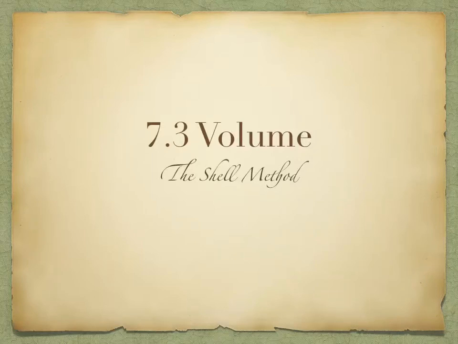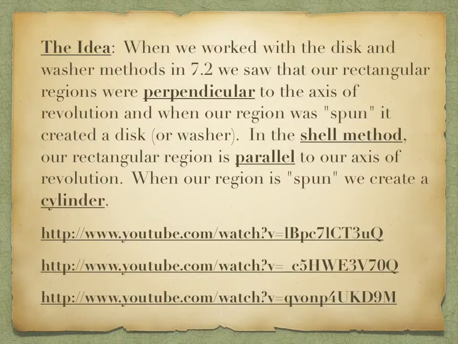All right, today we're going to look at the other of the two ways of finding volume with integration, and the shell method is the one that we're on today. So starting with this, we're going to talk about the idea behind this. When we worked with the disk and washer methods in 7.2, we saw that our rectangular regions were perpendicular to the axis of rotation, right? And that's what you guys were having me draw on the board, yes?